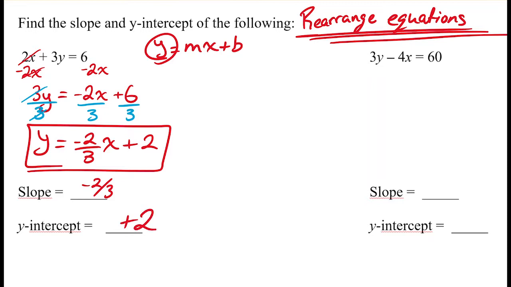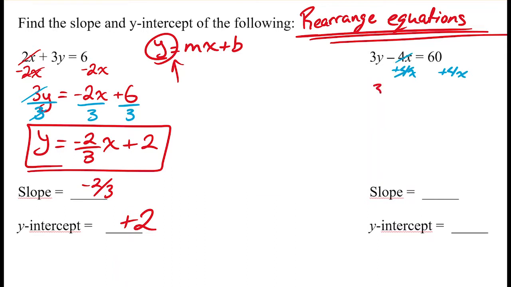So by getting things into y equals mx plus b, think get y by itself. When we get y by itself, we can easily identify the slope and the y-intercept every time. Let's try another example. We want to get y by itself, so we're going to have to move our 4x term to the other side. I'm going to add 4x to both sides of the equation.